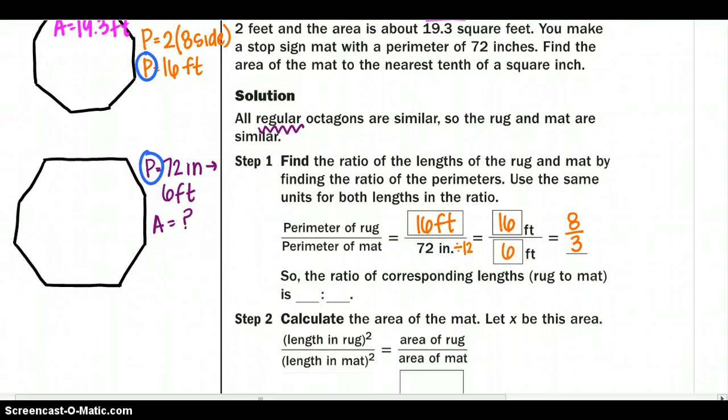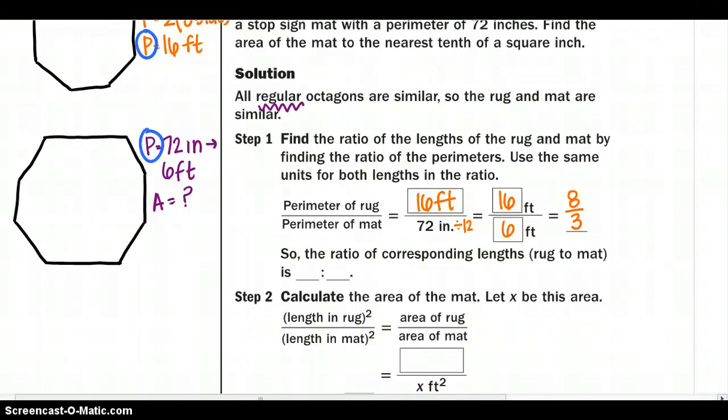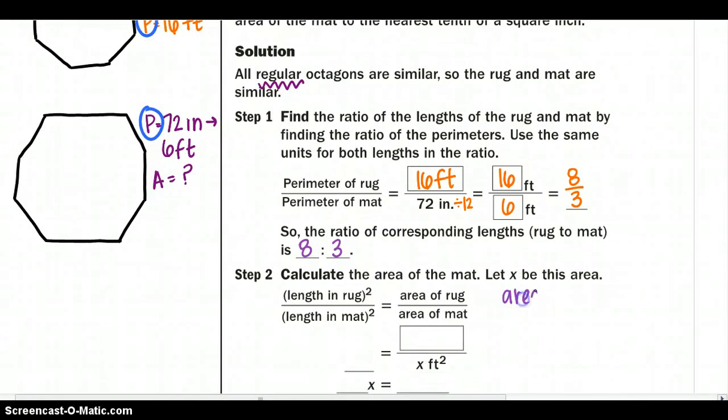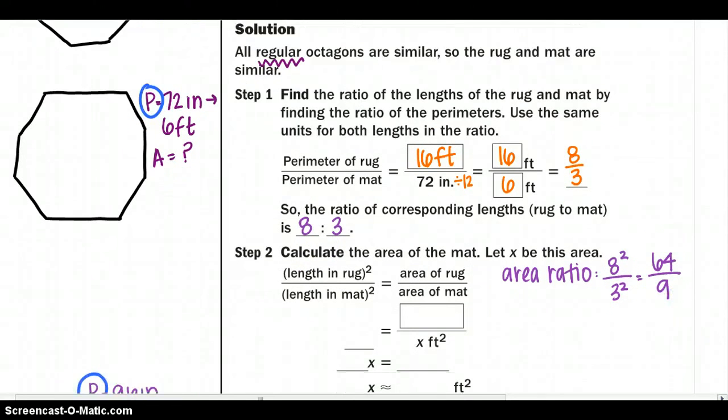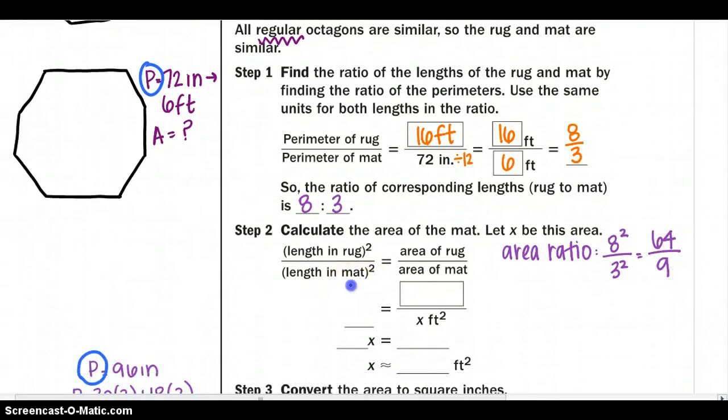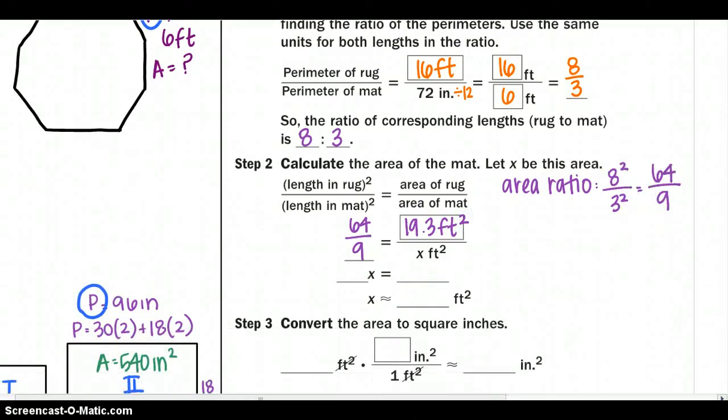Now I need to find my area. Let's fill in the blanks over here. Now I need to find my area ratio. So I will just remember to square the top and the bottom. So my area ratio would be 64 over 9. So I'm just going to plug it in down here. 64 over 9 equals 19.3 feet squared over x feet squared.